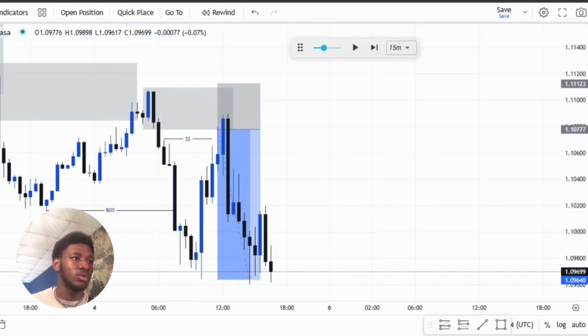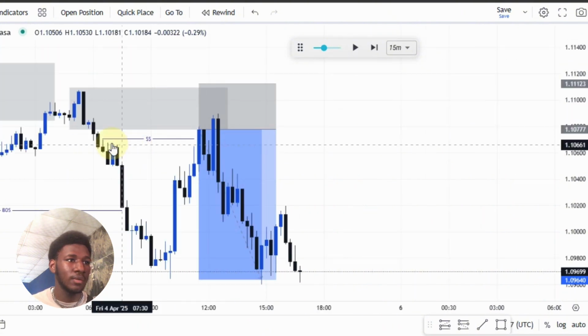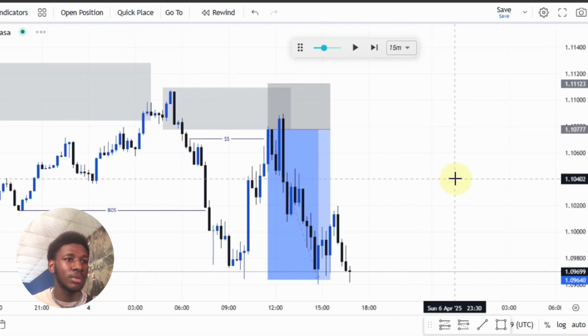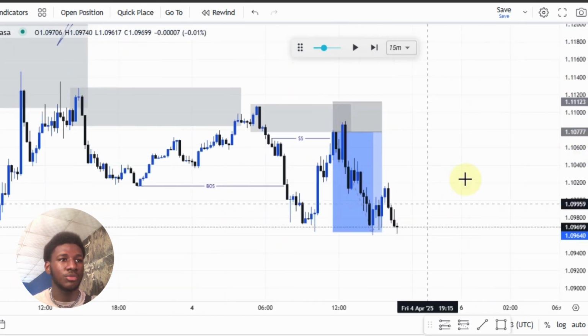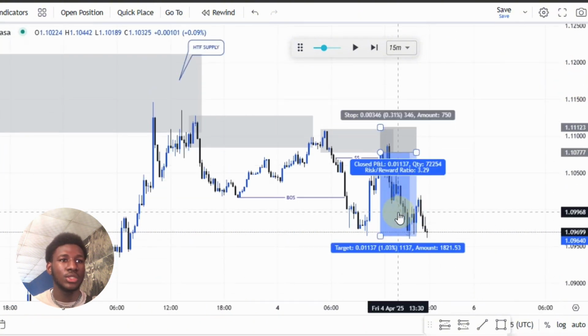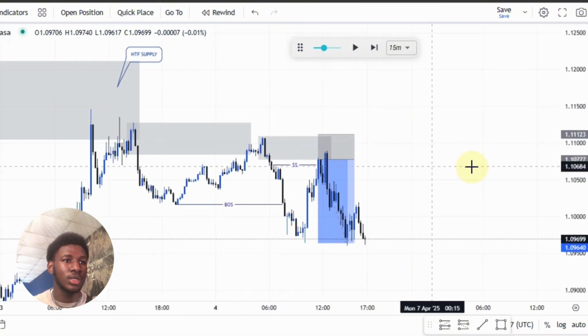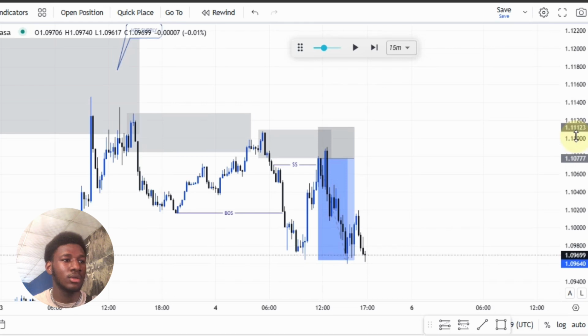We saw liquidity being engineered here, right? Equal highs, and then what happened? Price swept the liquidity, mitigated us, and then hit our take profit. So very, very simple trade. This was a 1 to 4 risk reward for me. Really nice trade. I took it on my evaluation account.